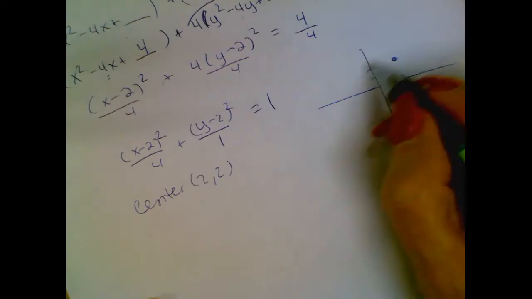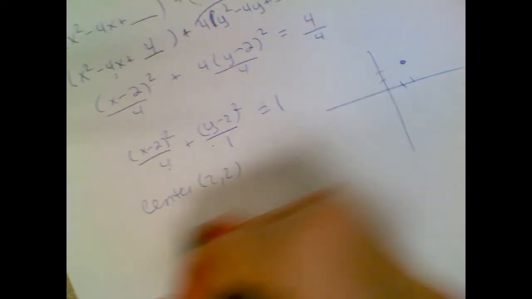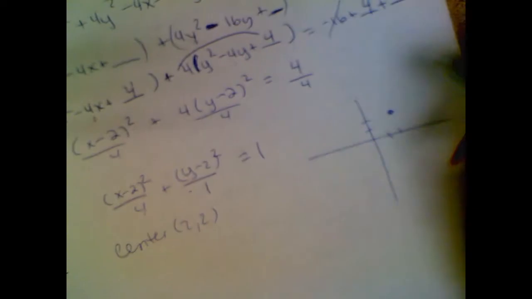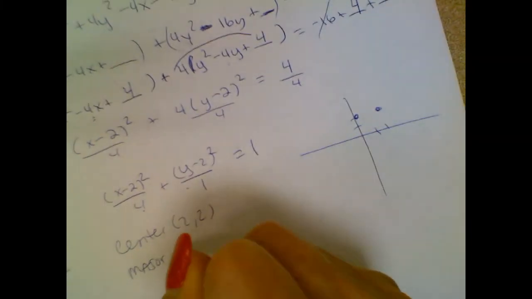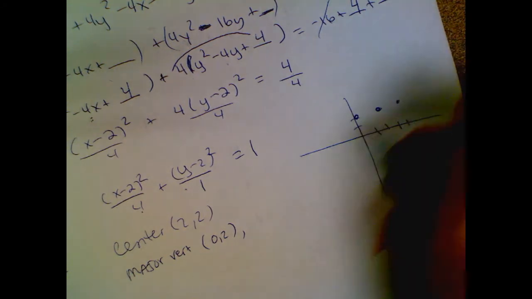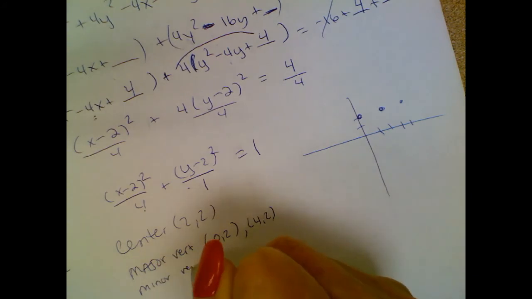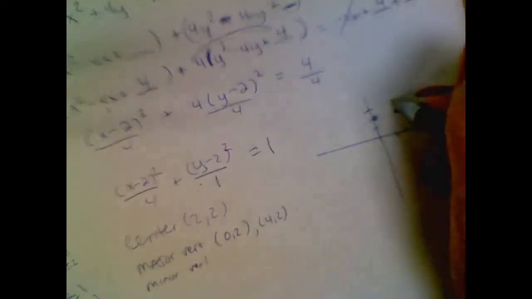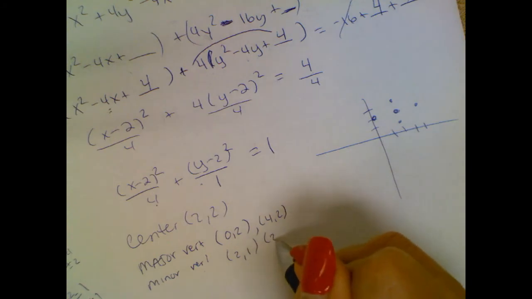Your major vertices this time is going to run this way, horizontal, because the 4 is bigger than the 1. So since a squared equals 4 and a equals plus or minus 2, you would go 2 this way, which point is 0, 2. And you would go 2 the other way, which would be 4, 2. Your minor vertices have to do with b squared, and that's 1. So b is plus or minus 1. So you're going to go up 1 and down 1, which looks like that would be 2, 1 and 2, 3.